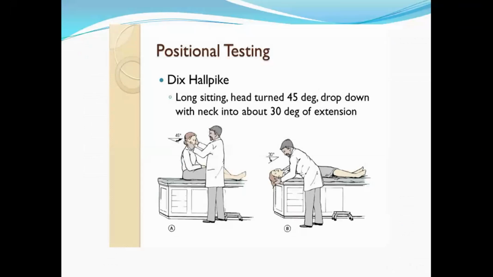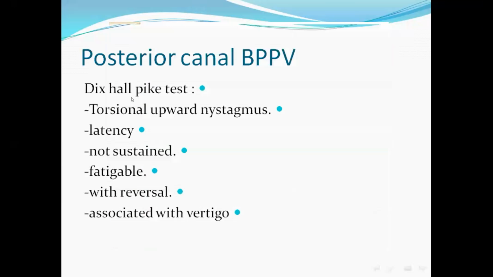This is the Dix-Hallpike maneuver. Here, we move the patient's head 45 degrees to the right, and then we let the head hang 30 degrees, or extend the neck 30 degrees. And if you see typical nystagmus of certain characteristics, here you will diagnose posterior BPV. These are the characteristics of the nystagmus in patients with posterior canal BPV in the Dix-Hallpike test.